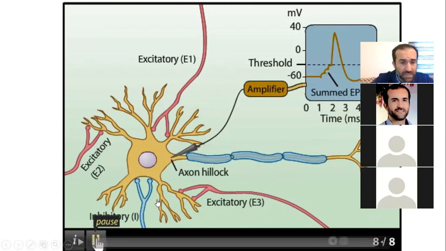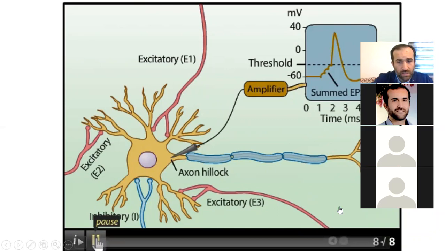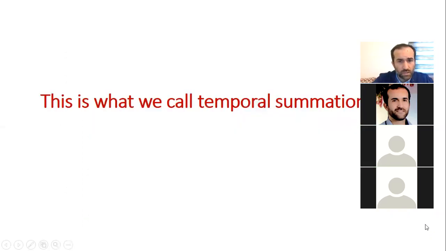Now, if they are from the same inhibitory source, they will give me many hyperpolarizations to below the resting potential. And in that case, if they are many inhibitory, they will also make a temporal summation, but in negative value. This is what we call what? Temporal summation. Okay?